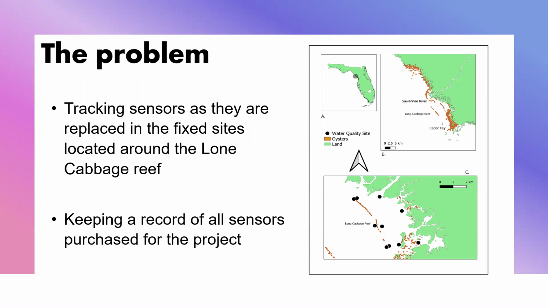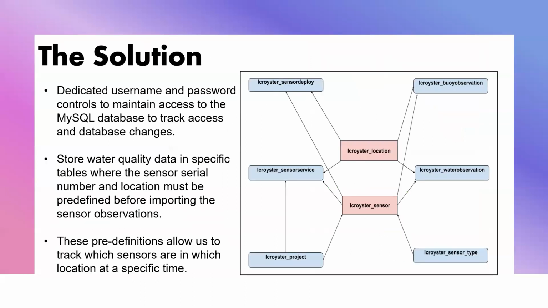So at the end of the month, we have thousands of observations, and we wanted to keep a record of where and what sensors are in what fixed location site. So we wanted to design a database or a storage system so that we are able to track these changes.